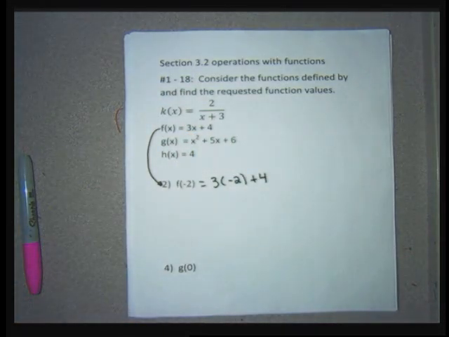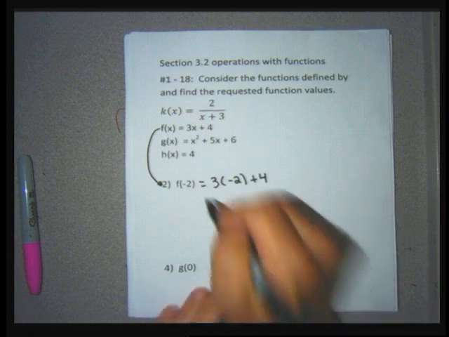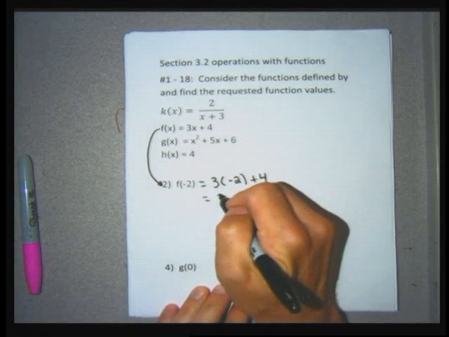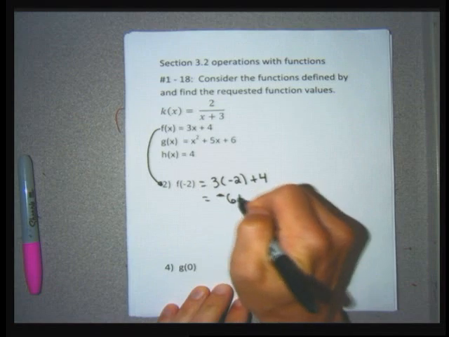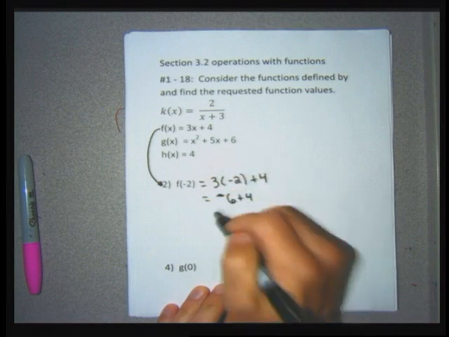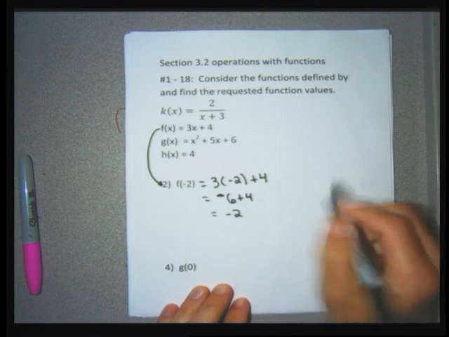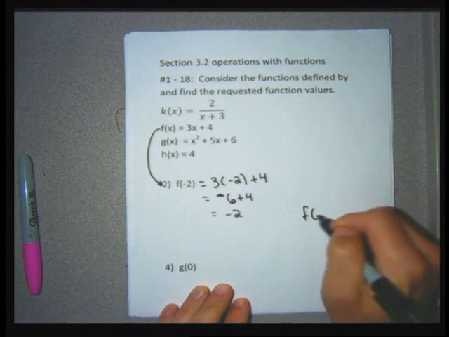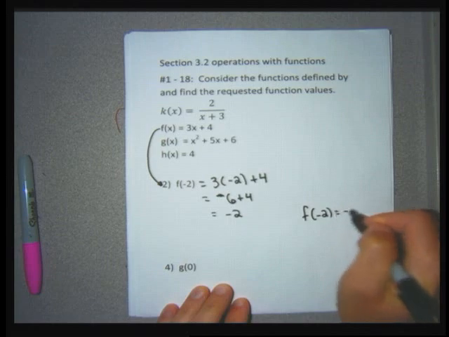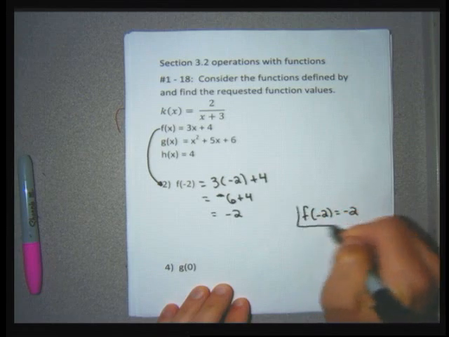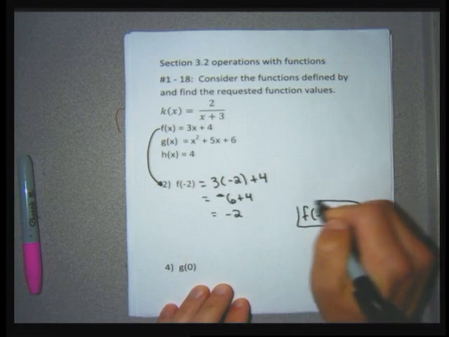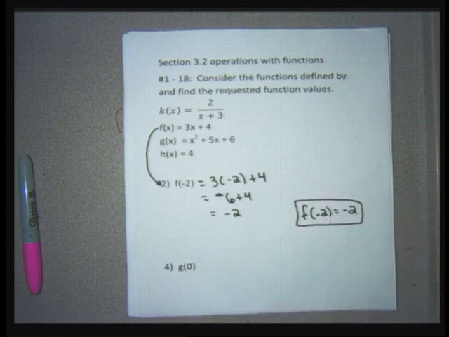I went to the f function. I replaced the x with -2. I do order of operations. The first thing I do is a multiplication of 3 times -2, and then I add the -6 and 4 and get -2. The answer I'm going to write for this is f of -2 equals -2. So this is just to get you warmed up with working with function notation again, just in case you hadn't worked with it in a while.